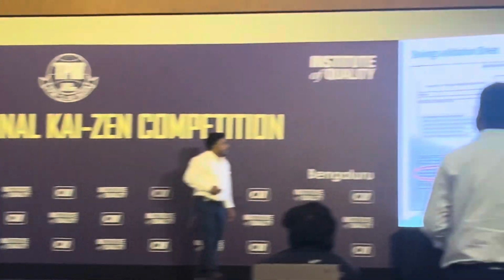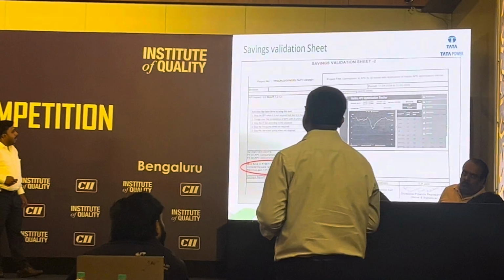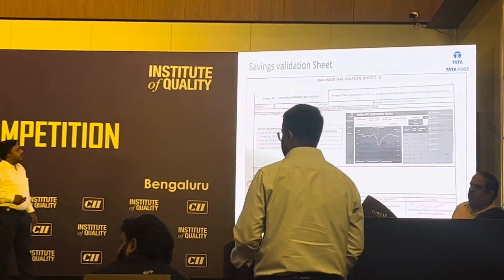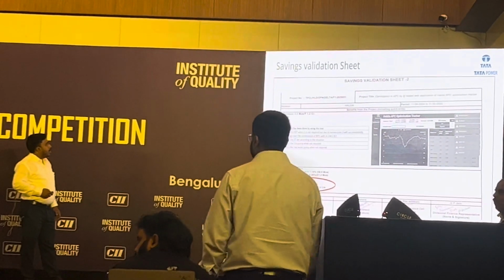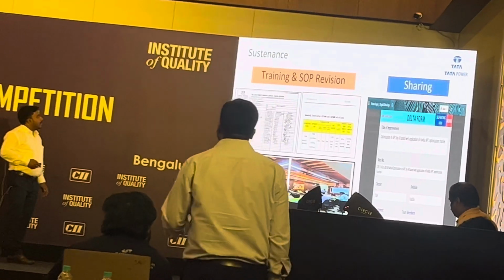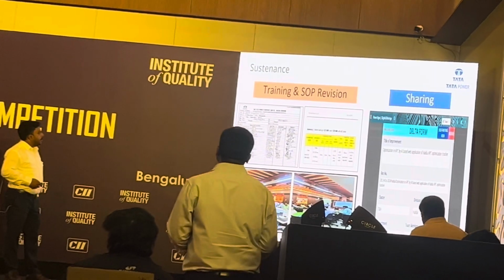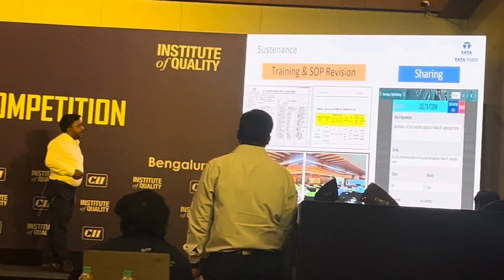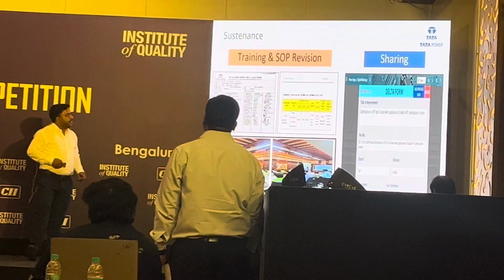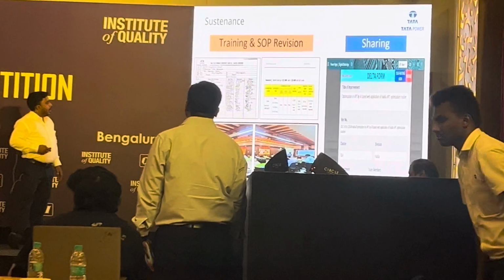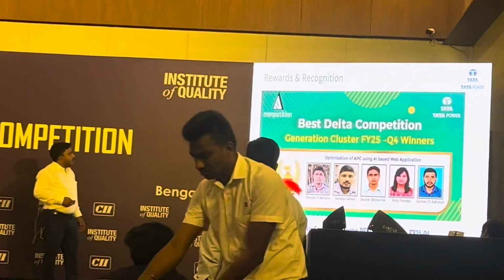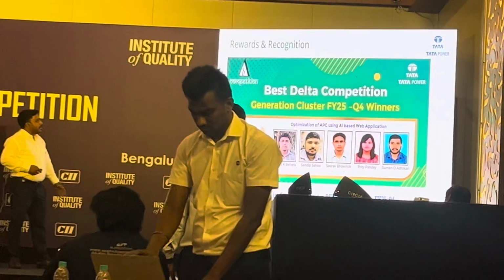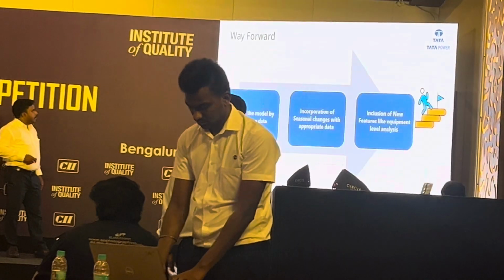This is the saving validation by our divisional CFO, and as you can see 1.2 crores was saved in terms of revenue in FY25. Training and SOP revision has been done in our ENMS SOP, and through the Delta Digital platform this improvement has been shared across Tata Power for further adoption. And we are the winners in the FY25 Generation Cluster Delta competition for this project.